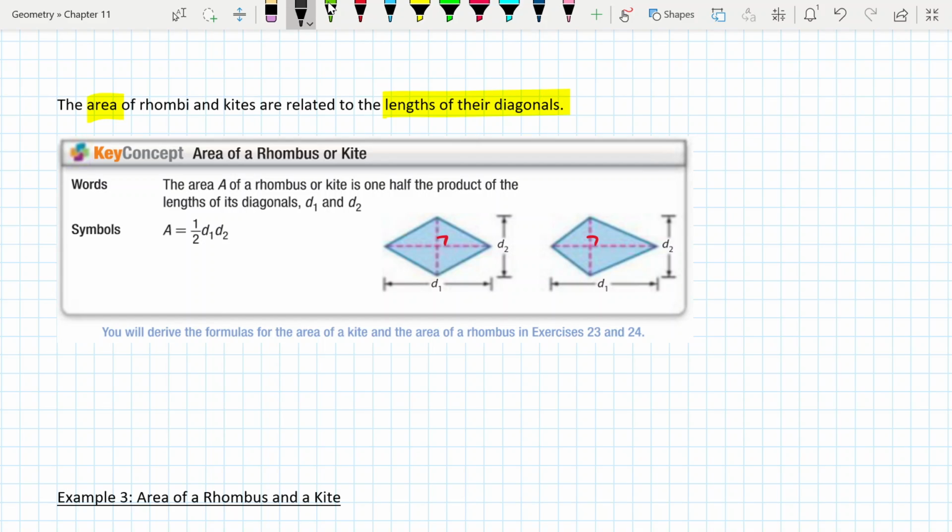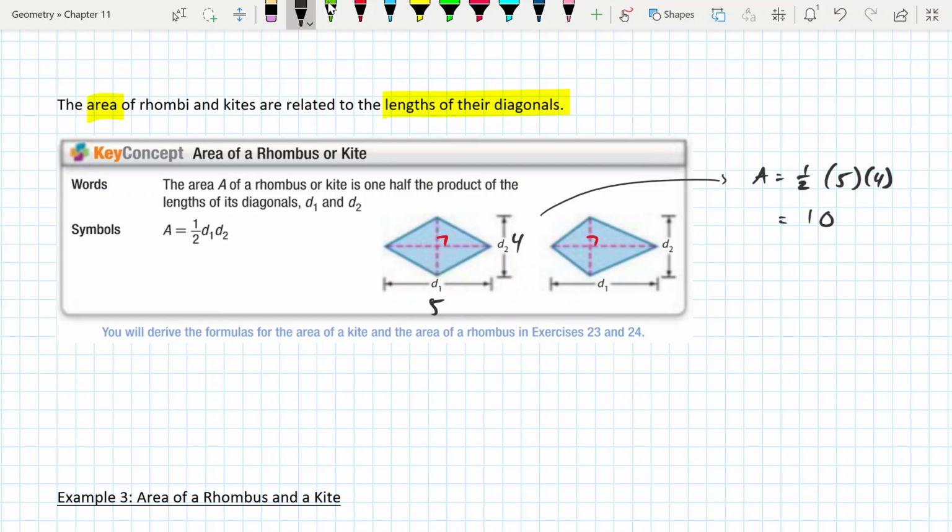So let's say diagonal 1 on this rhombus here is 5, and diagonal 2 is 4. That means the area of that rhombus is 1 half 5 times 4. Doesn't that look really similar to the triangle theorem? Except instead of using base and height, I'm using diagonals. Half of 4 is 2 times 5 is 10. So that would be your area here.